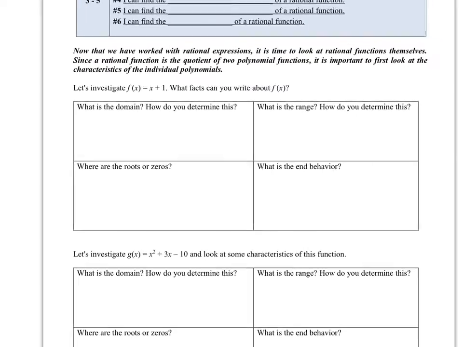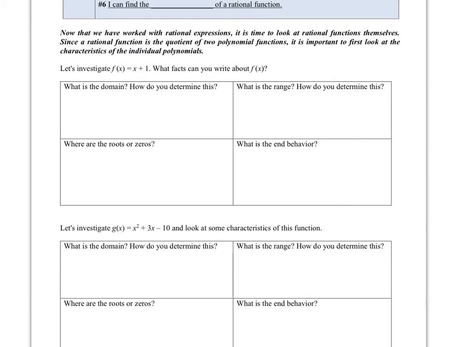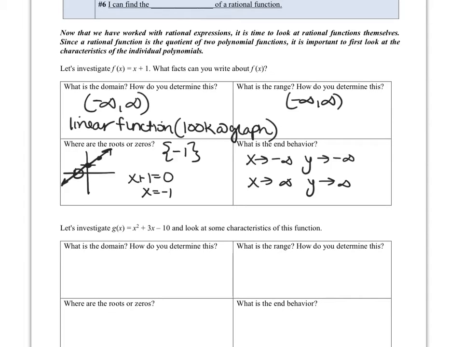So here, you should be able to fill this out without my help, because it says, let's investigate f of x equals x plus 1. What facts can you write about f of x? Okay, we know that's a linear function. You should be able to fill that out. So what I'm going to have you do is pause it and fill that out, and then check in to see that you get the same thing.